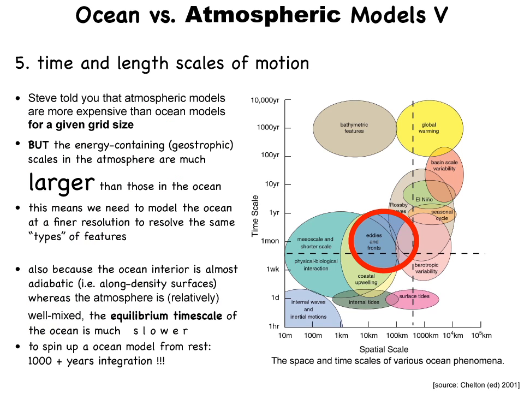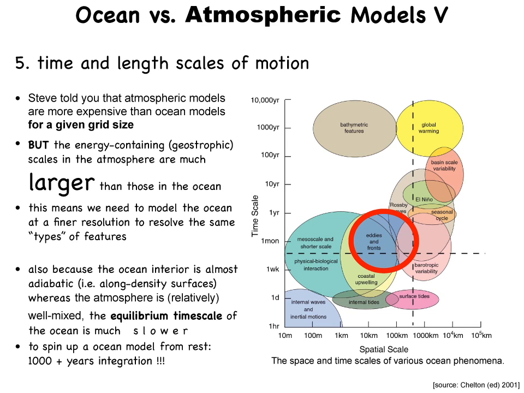Welcome back. Okay, finally, number 5, the final one. Steve told you that atmospheric models are more expensive than ocean models for a given grid size. And that's very true. The time step in an atmospheric model has to be much faster. But what he failed to tell you was that the energy containing scales, what we call the geostrophic scales, in the atmosphere are much larger than they are in the ocean owing to the stratification. And what this means is that we need to model the ocean at a much finer horizontal spatial resolution than the atmosphere if we want to resolve the same types of motions.